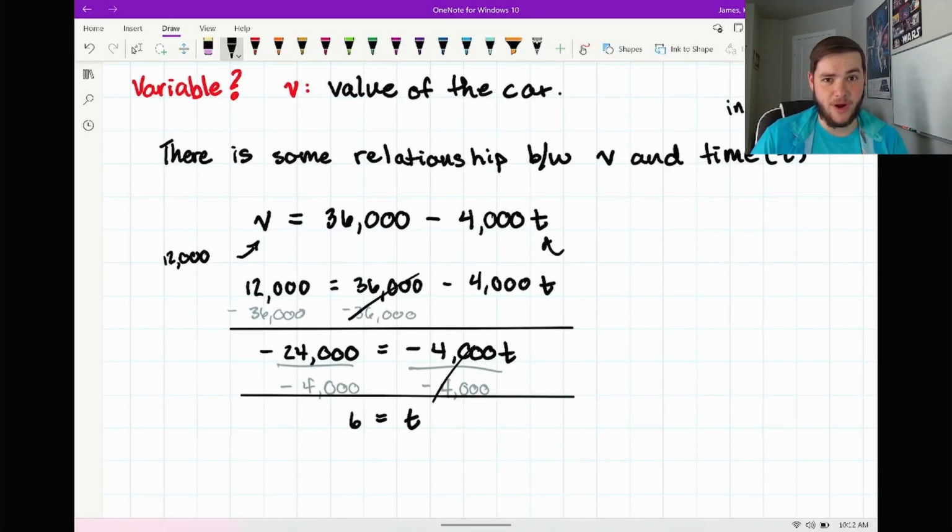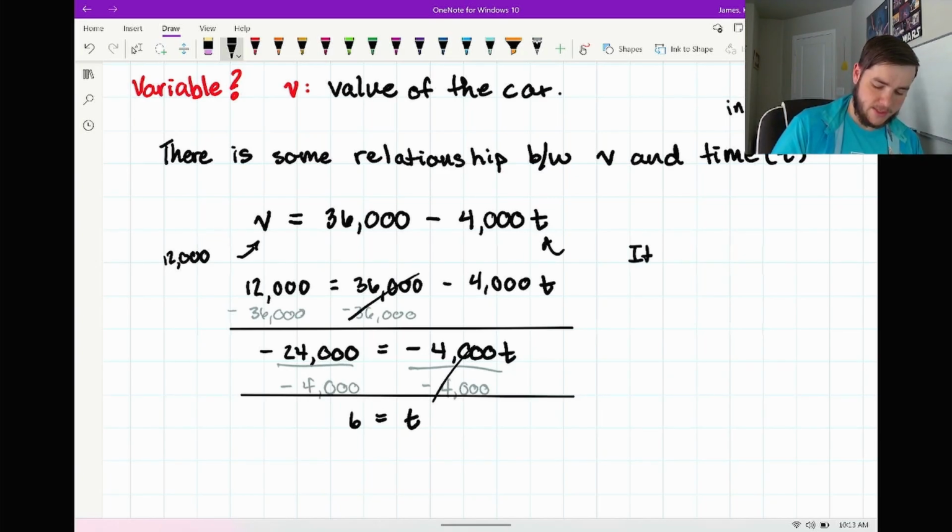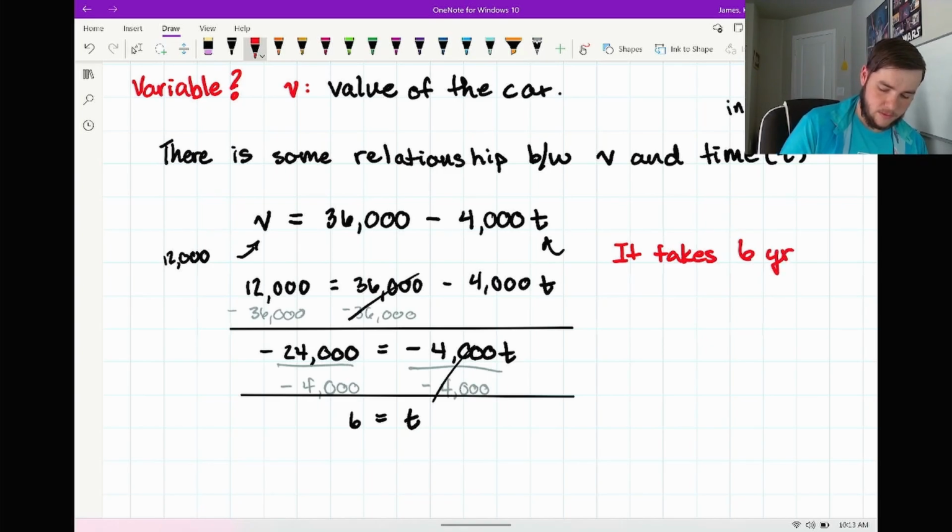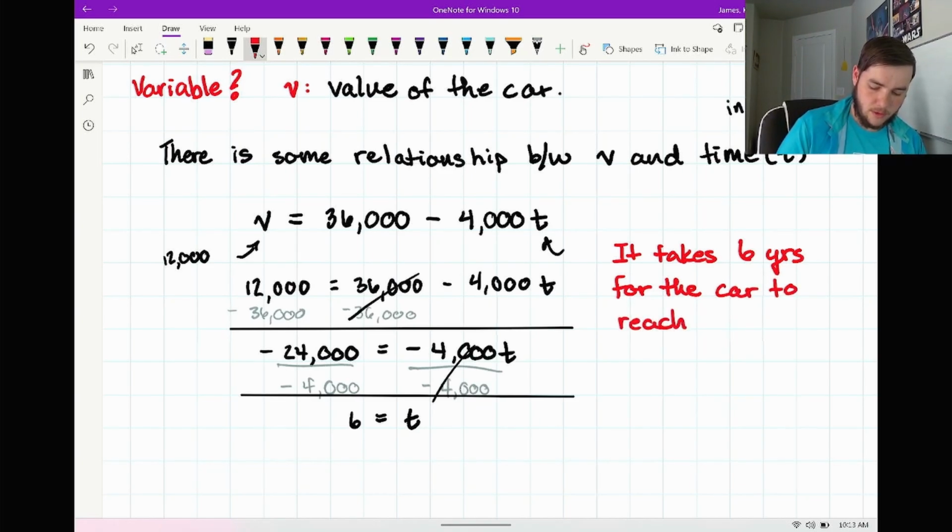Hopefully we were able to arrive at the conclusion that T should be 6. That means, answering my question in words, it takes 6 years for the car to reach $12,000 in value.